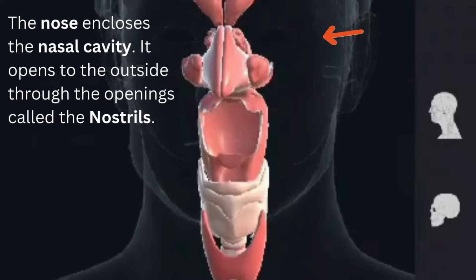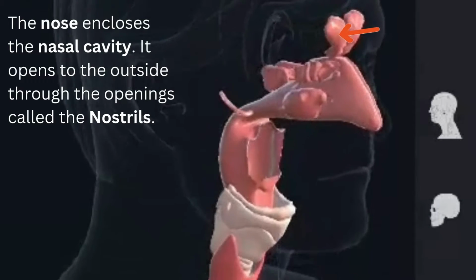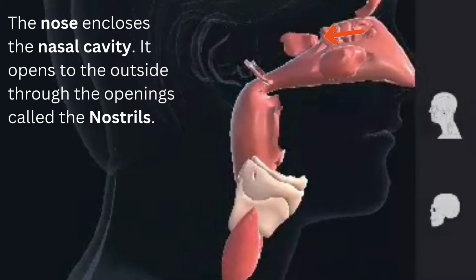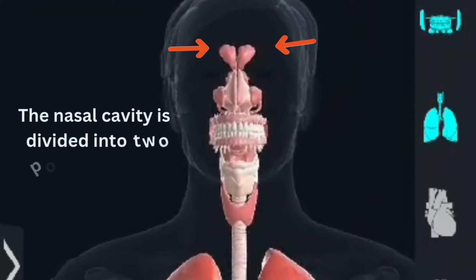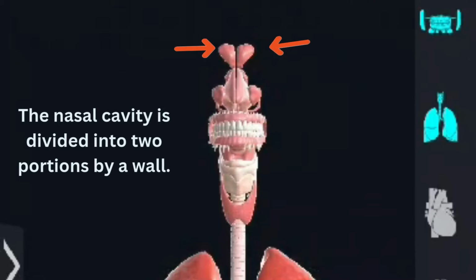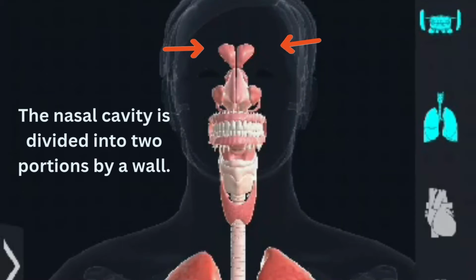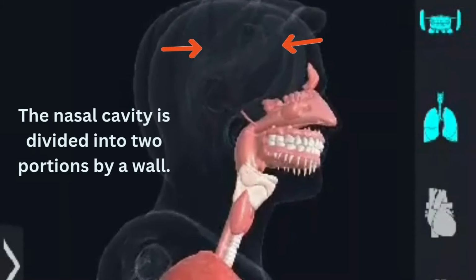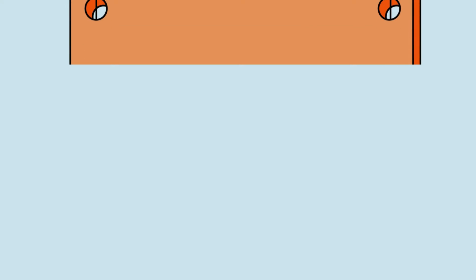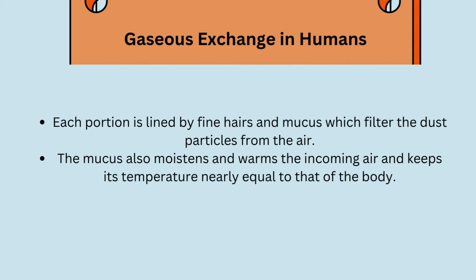The nasal cavity is divided into two portions by a wall. Each portion is lined by fine hairs and mucus which filter the dust particles from the air. The mucus also moistens and warms the incoming air and keeps its temperature nearly equal to that of the body. The nasal cavity opens into the pharynx by means of two small openings called internal nostrils.